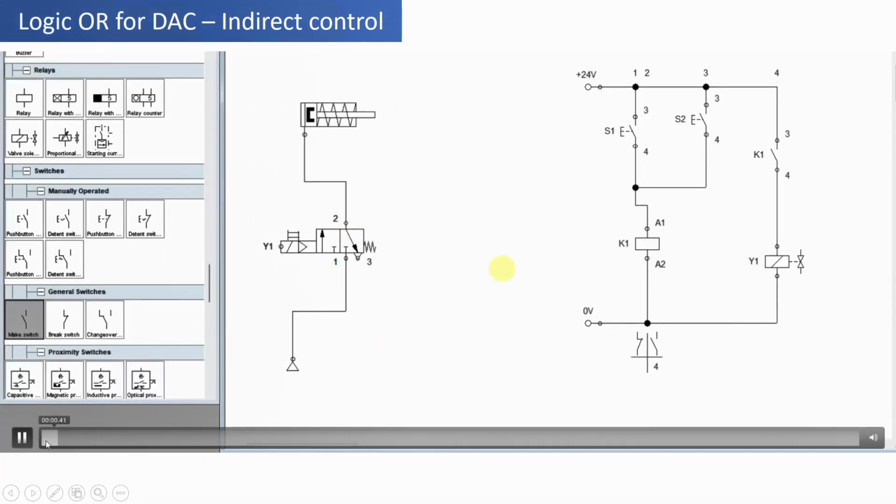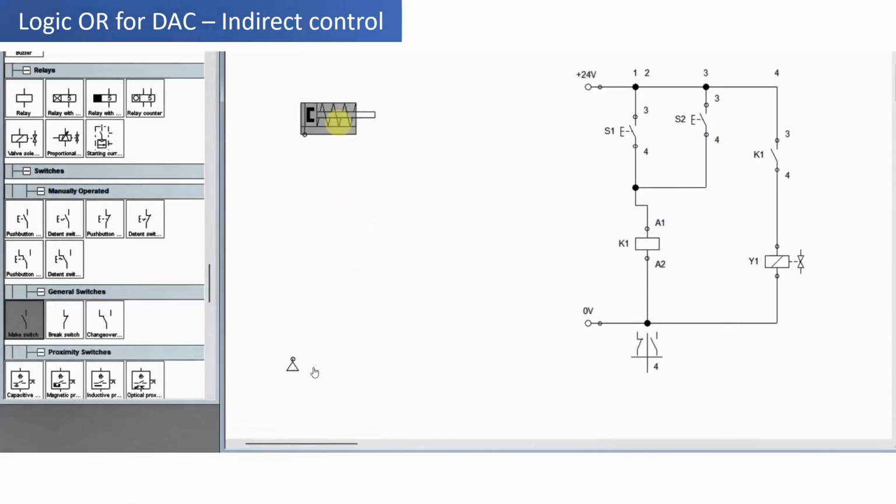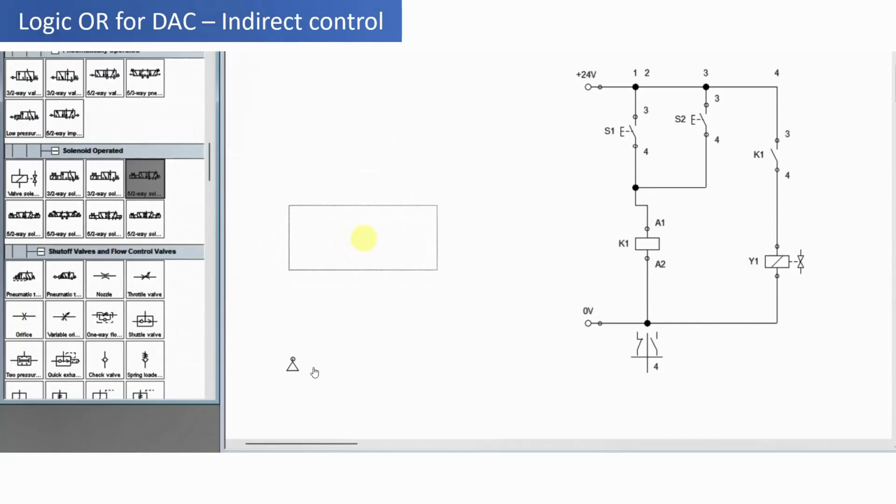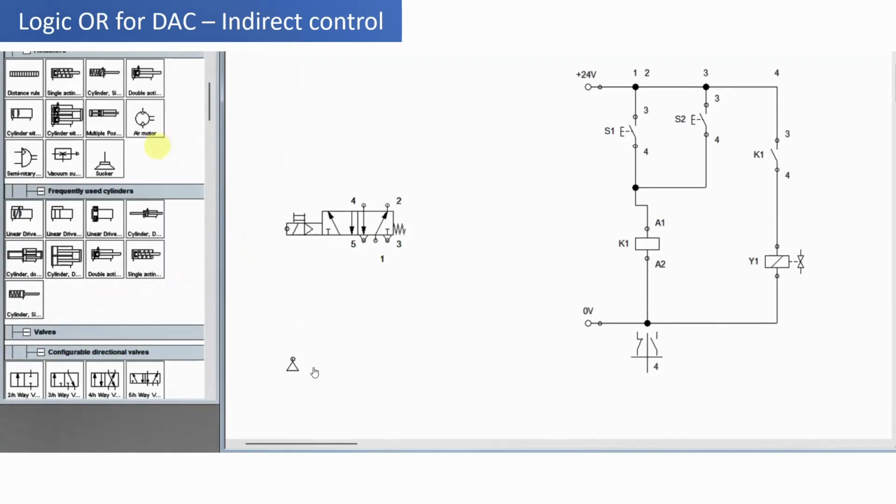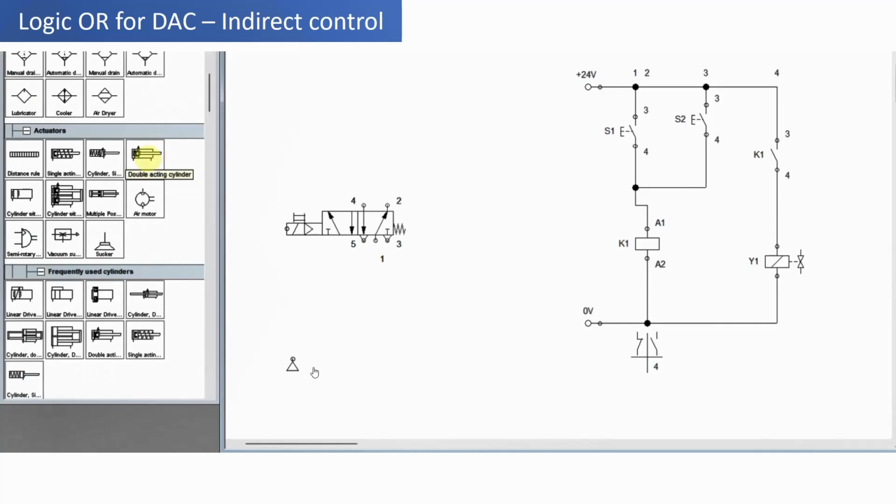Let us see step by step how to draw this particular circuit. We'll remove this because we have to draw the double acting cylinder. Now select the 5/2 way direction control valve, then the double acting cylinder as usual. Then make the connections from the compressor to the valve and from the valve ports to the cylinder ports.